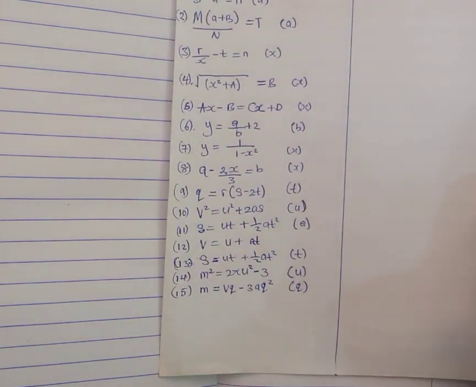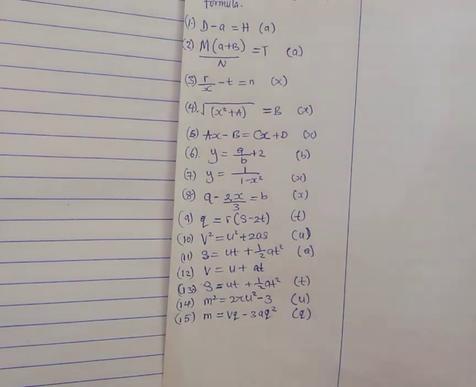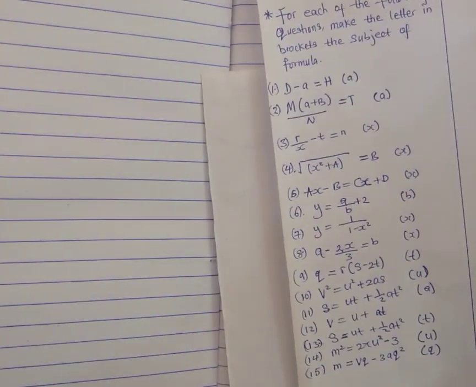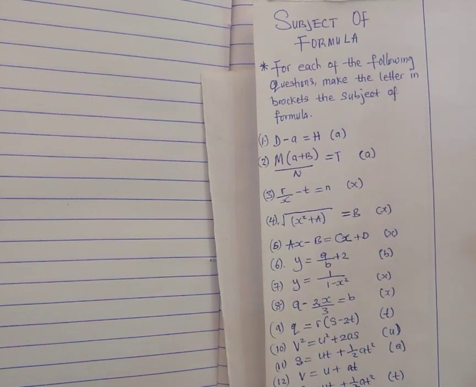Now to start with, let's read the question. For each of the following questions, make the letter in bracket the subject of formula. Let's start from the first one. The first one here is D minus A is equal to H, and the letter in bracket is A. So we are making A the subject of formula.